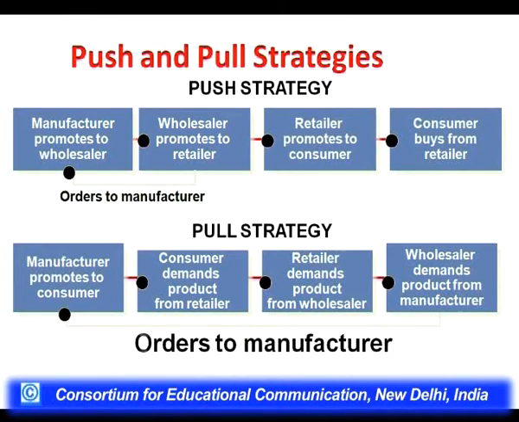On the other hand, pull strategy: the manufacturer promotes to the consumer. The consumer demands the product from the retailer. The retailer demands the product from the wholesaler and the wholesaler demands production from the manufacturer. So here the manufacturer and the wholesaler are communicating. In the push strategy, the manufacturer and wholesaler are connected through orders. So this is the difference between push strategy and pull strategy.